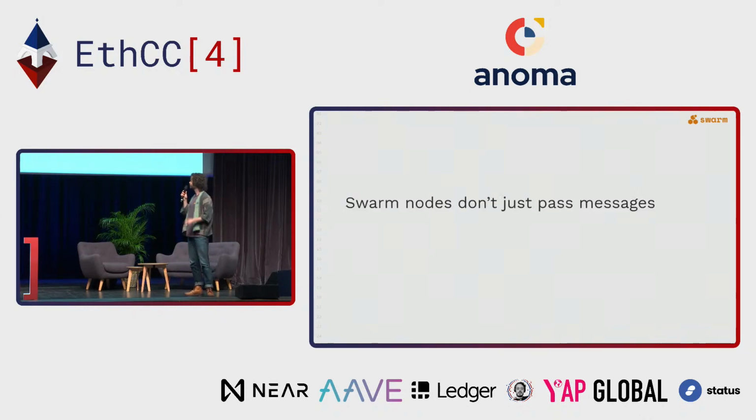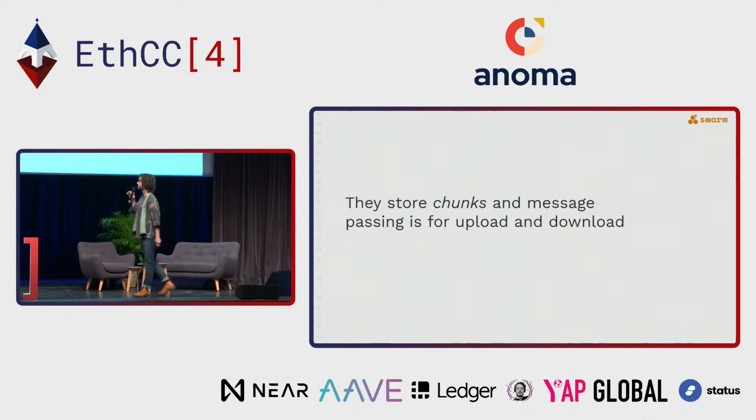And of course, swarm nodes don't just pass messages, right? So swarm is a protocol for decentralized storage of data. So swarm nodes store chunks, and the message passing is for upload and download. And remember again, these chunks, I spoke about it before. These are very small pieces of data that belong to a file or belong to a bigger piece of content.